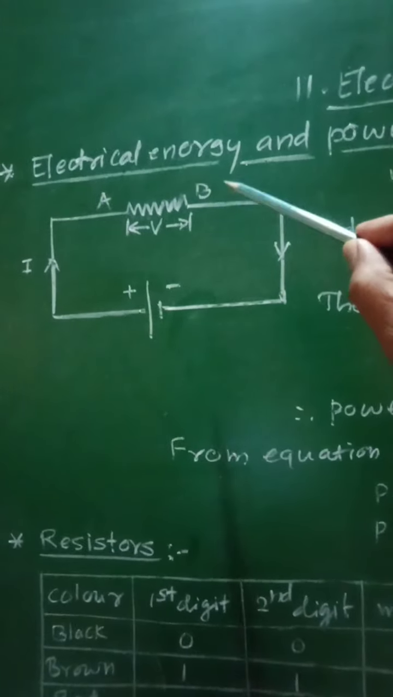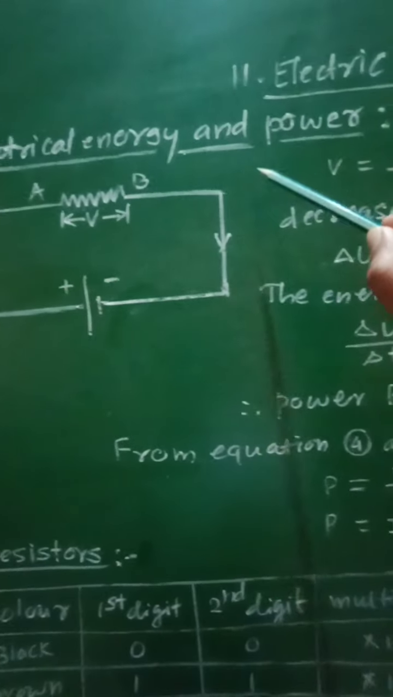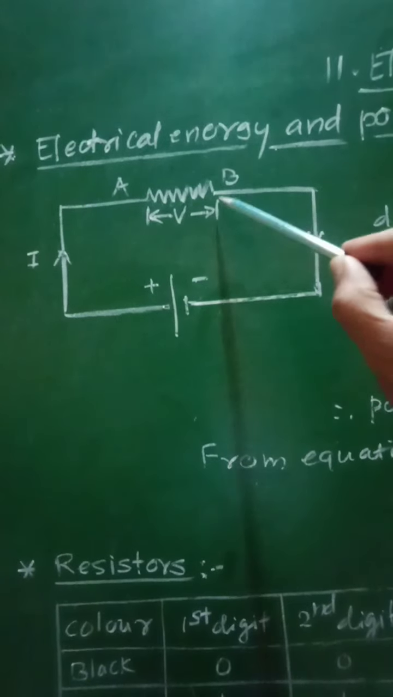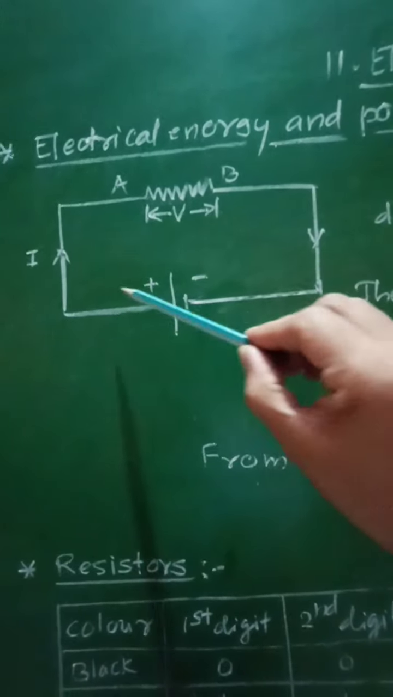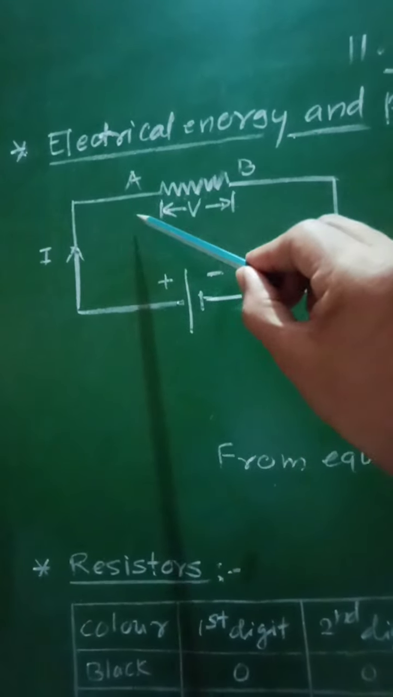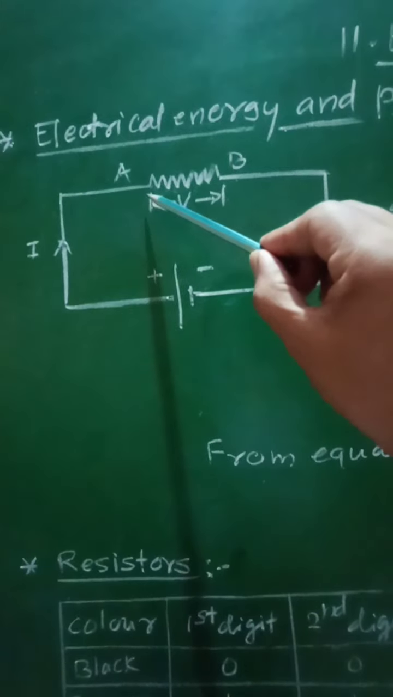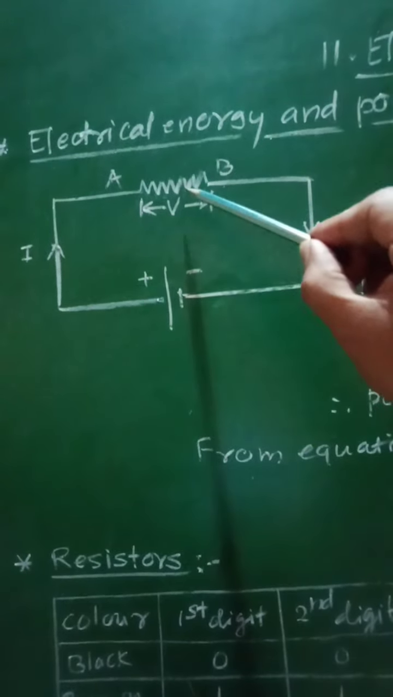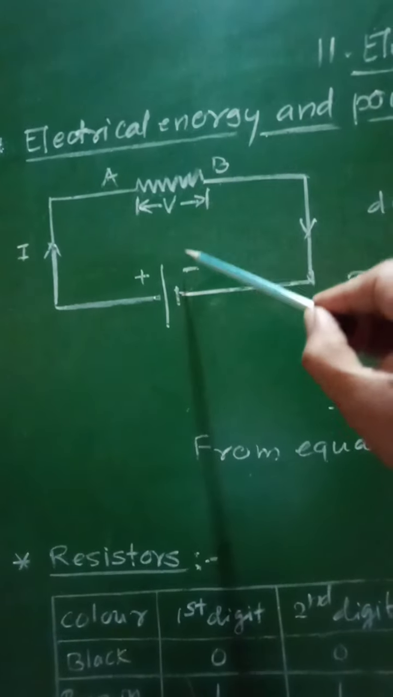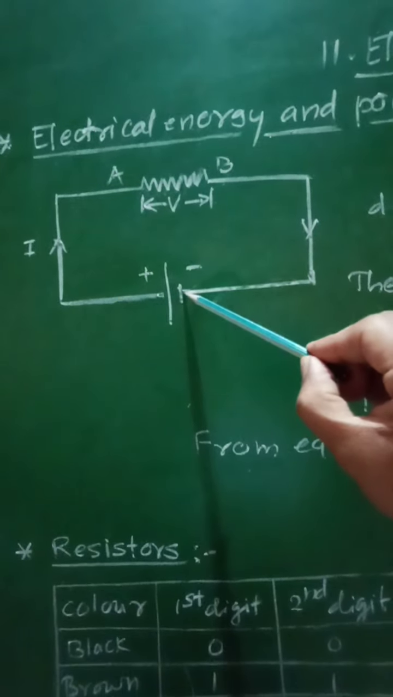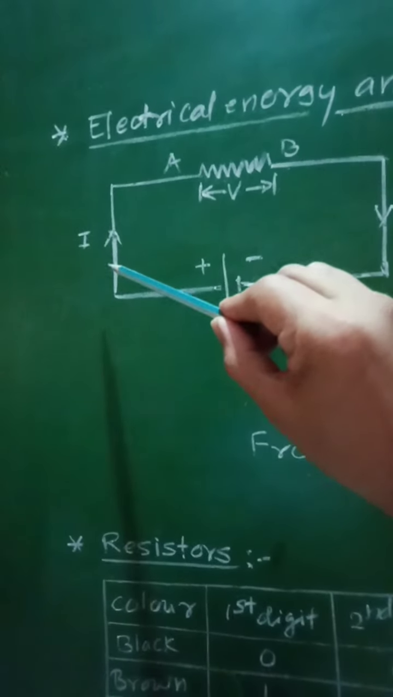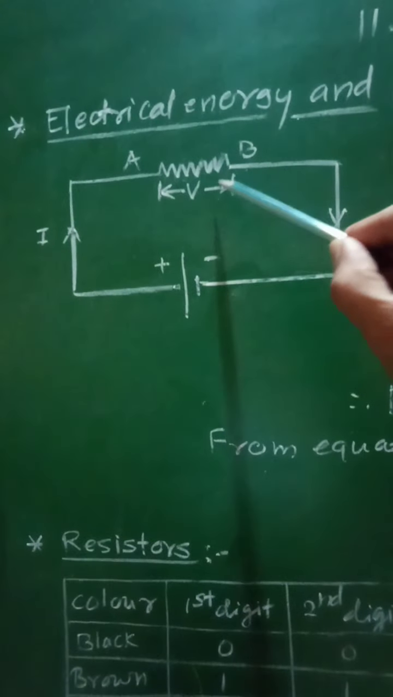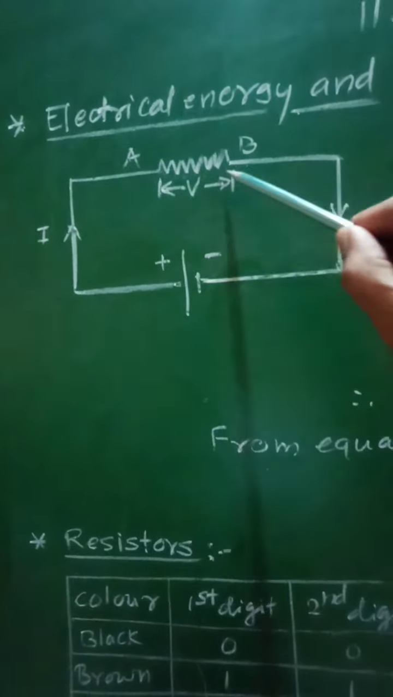In order to obtain the expression for electric energy and electric power, let us consider a resistance AB connected to a cell with current I flowing through that resistance from terminal A to terminal B. As this cell is connected between the two ends A and B of this resistance, this is the positive terminal, this is the negative terminal, and therefore current will be flowing from positive terminal to negative terminal, and therefore through this resistance AB, current is flowing from A to B.